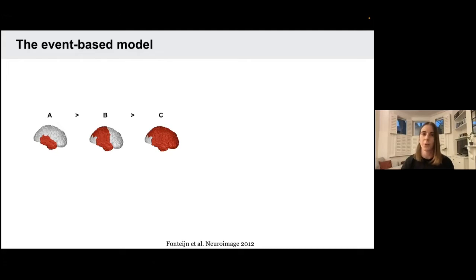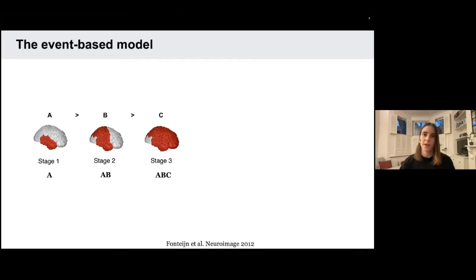And this gives you a data-driven time axis where each stage in the event-based model corresponds to a new biomarker becoming abnormal. So for example, if you have a disease that progresses from region A to region B to region C, then we'd have stage one where biomarker A becomes abnormal. Stage two would be biomarker B becomes abnormal. So patients at this stage would have biomarkers A and B being abnormal. And then stage three would be biomarker C becoming abnormal. So patients at this stage would have all three biomarkers being abnormal.